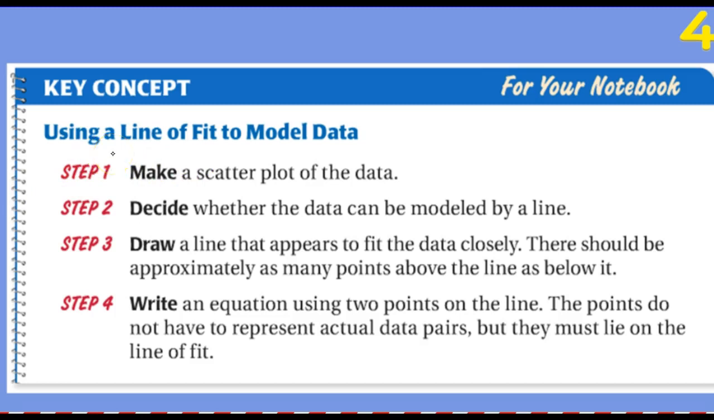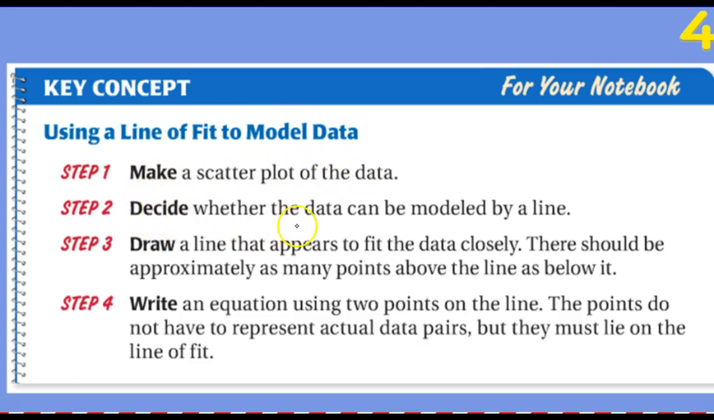Now, how we're going to use a line of fit to model data. A line of fit, which can also be called a line of best fit, is a line that goes through our points on a scatter plot that can give us an equation that shows us the trend. So step 1 says make a scatter plot of the data.